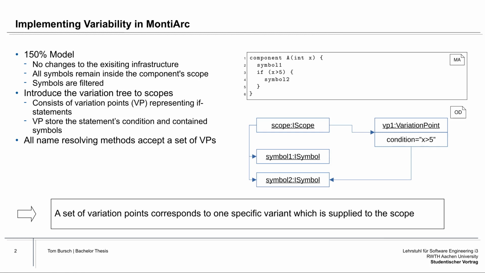The implementation can be found in the variable-arc variation point class, and the variation tree is built by the variable-arc janitor. The scope now has additional name-resolving methods, accepting a set of variation points, and only symbols contained inside these, or at the component's root, are considered at name resolution.